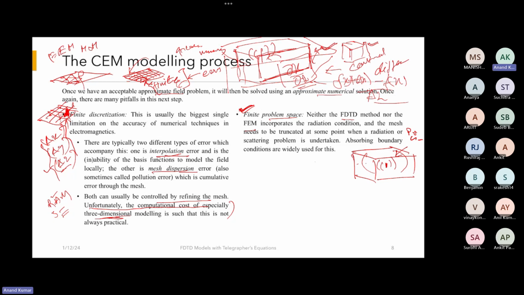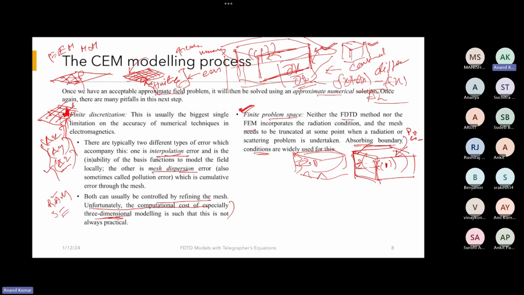For example, when you do measurements in an anechoic chamber, they have these cones which stop the radiation from reflecting back into the space so that we can conduct the measurement properly. Similarly, in this case, we need this radiation boundary condition so that the waves which are emitted by the antenna are not reflected back from the radiation box. And for this we must have absorbing boundary conditions which should work properly.